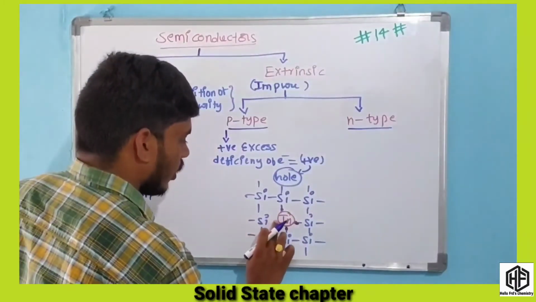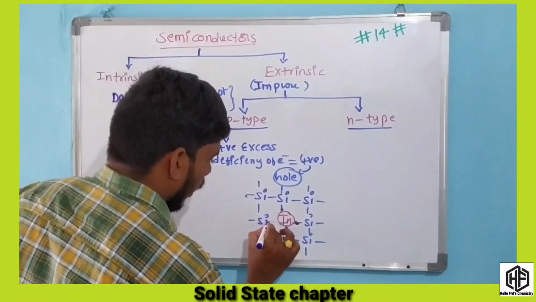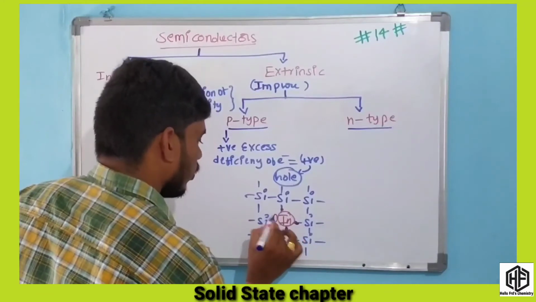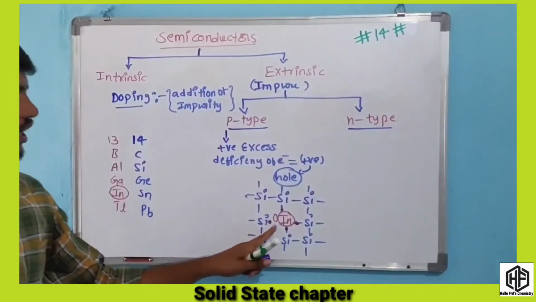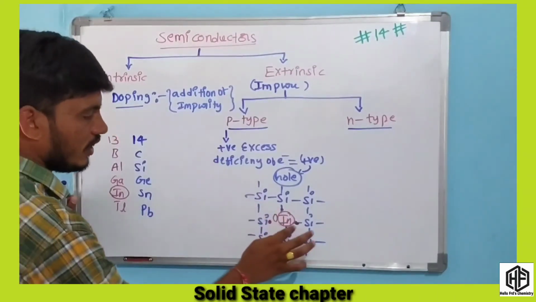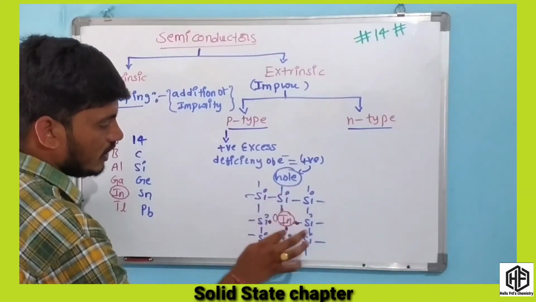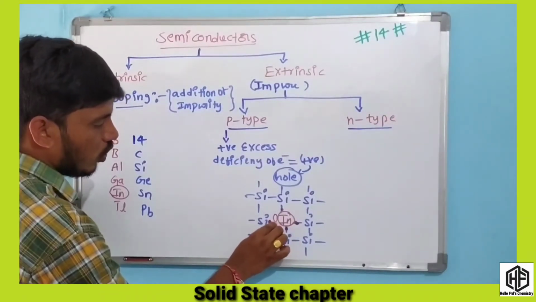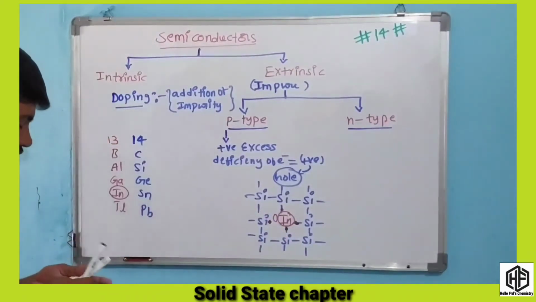It means this bond is breaking. One electron is present in this silicon and this is the one positive charge. It means a hole is present at this indium. Okay friends, indium's valency 3 electrons are bonded to the 3 silicon atoms and one vacancy is present there. This is called a hole.